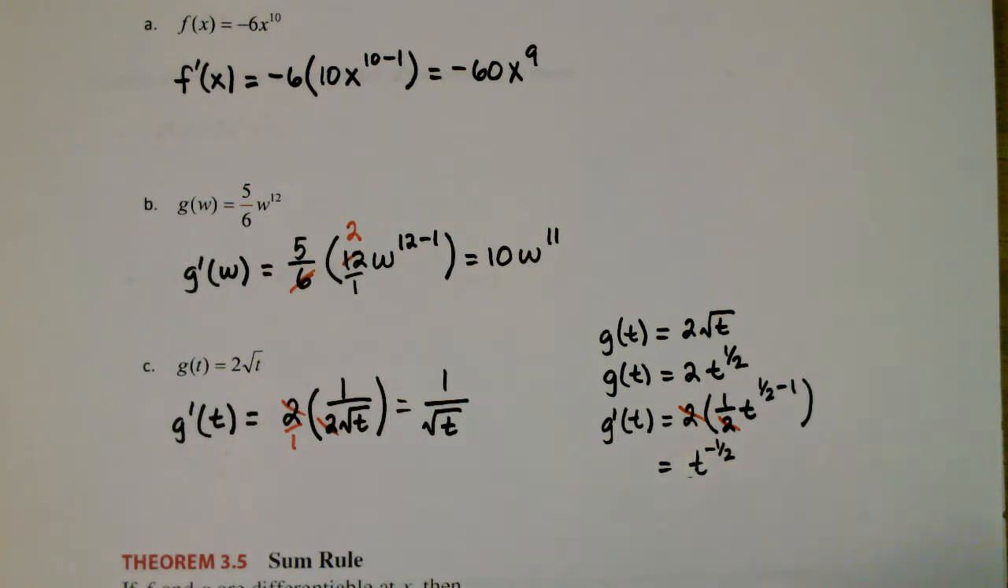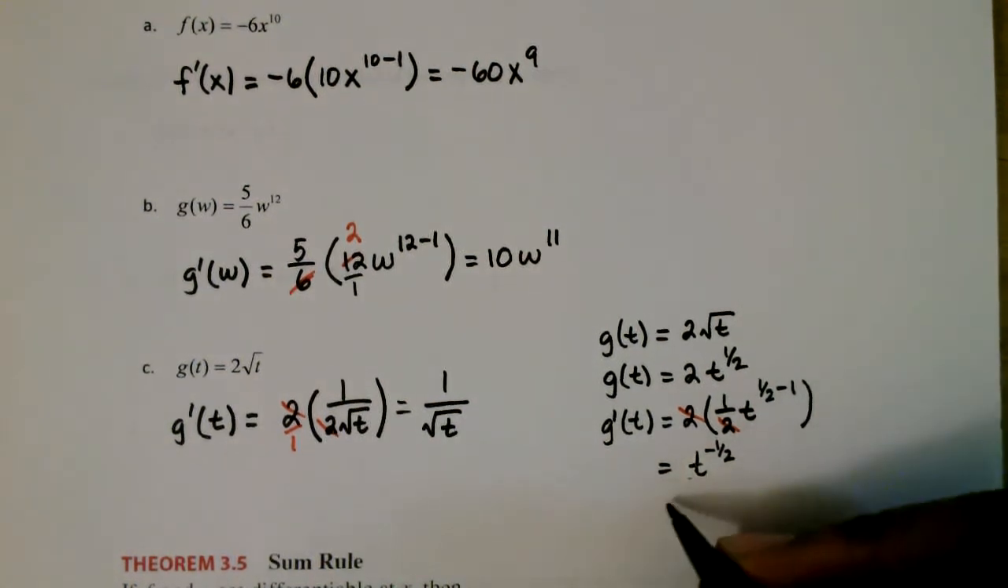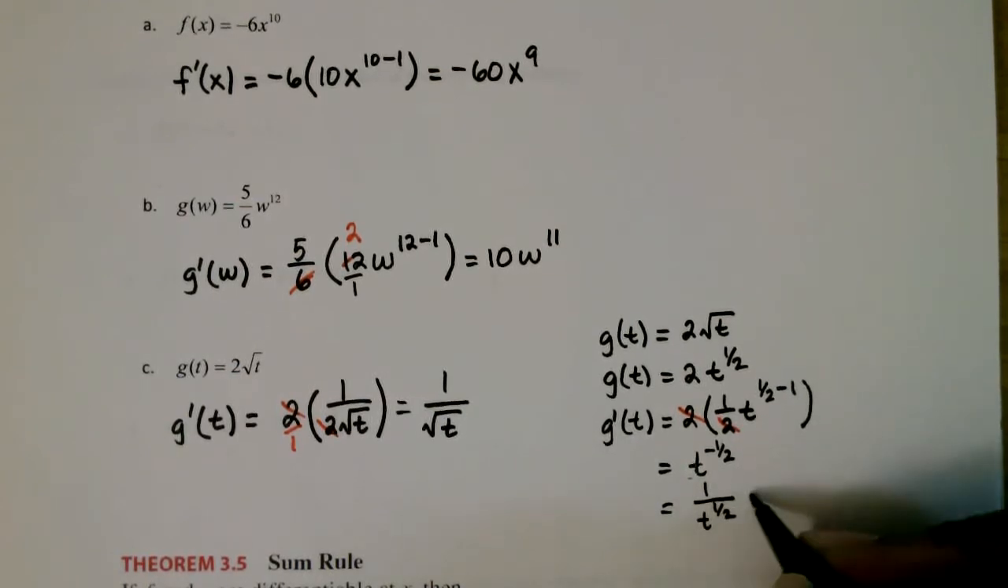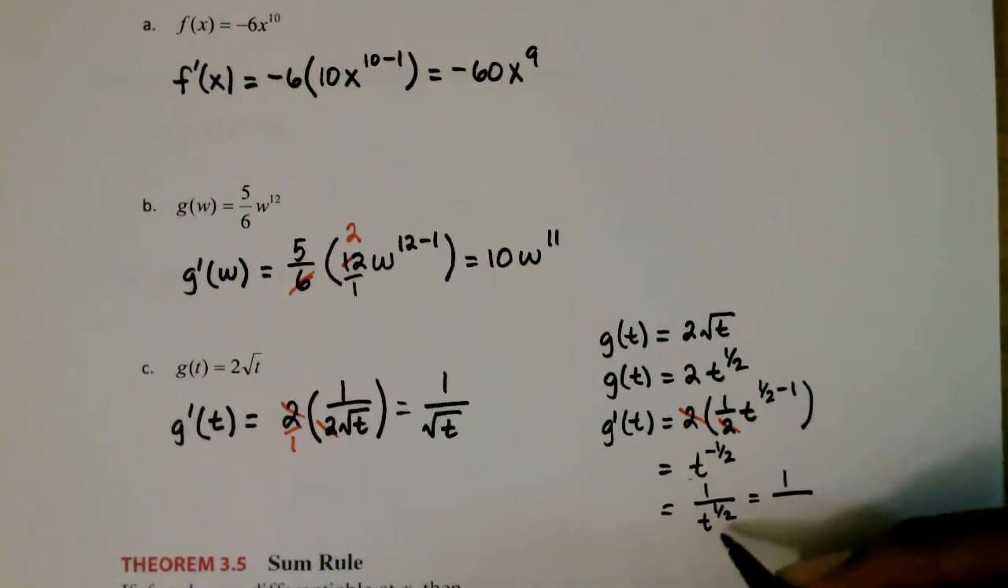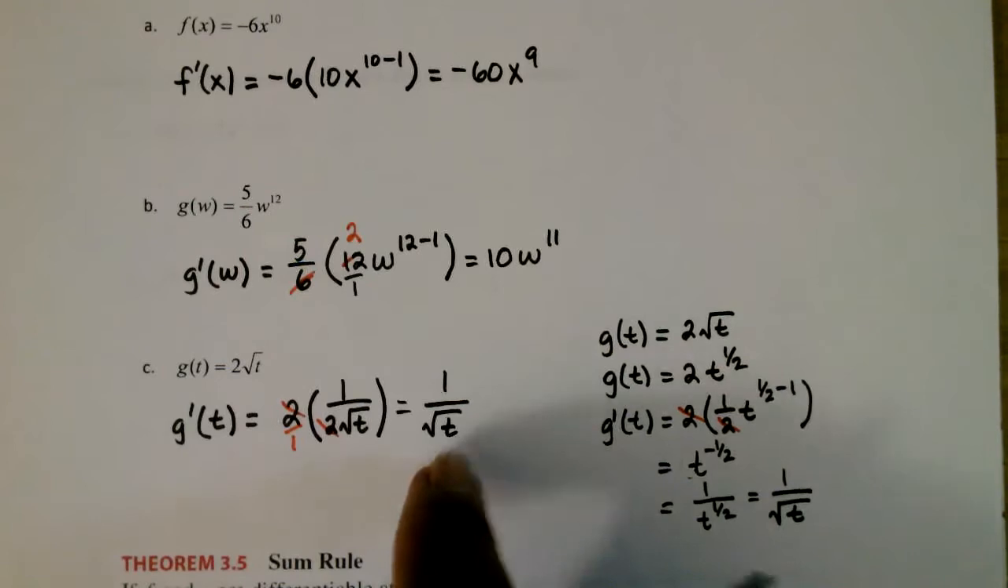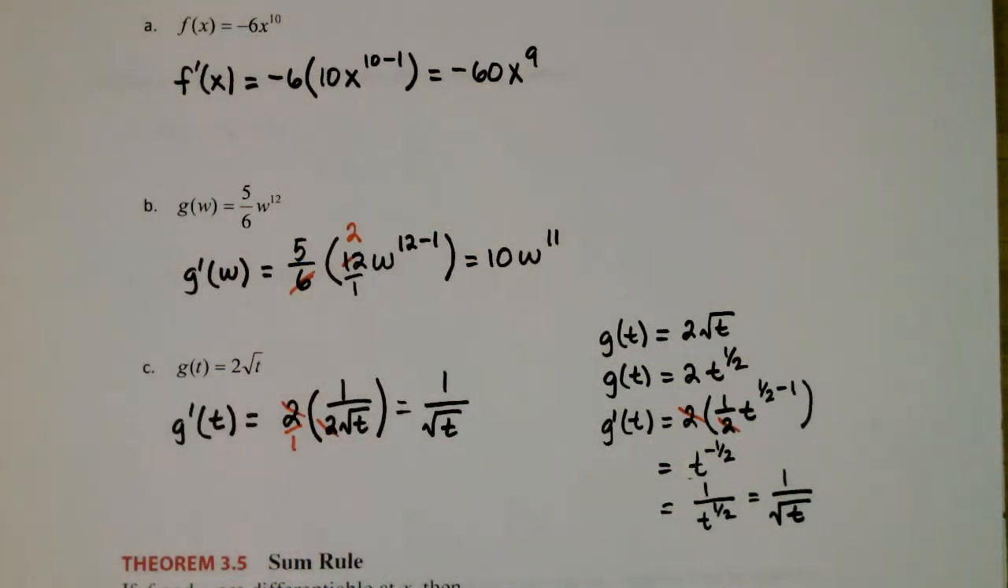It'll be t to the negative 1/2. But if I write that using positive exponents, it'll be 1 over t to the positive 1/2. And then write t to the 1/2 using radicals, it'll be 1 over square root of t, which is exactly what I got here. Okay. So this right here is just the other way of taking the derivative, writing the square root of t as an exponent, and then using the power rule for that.